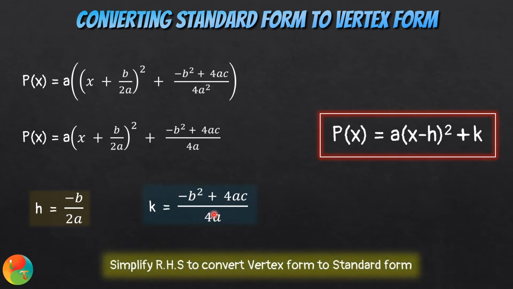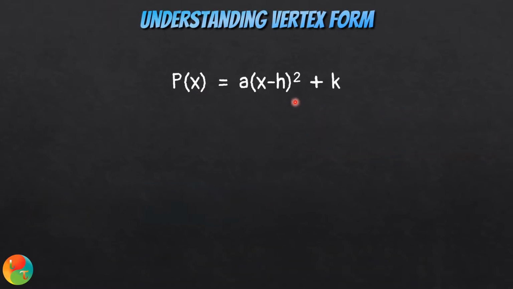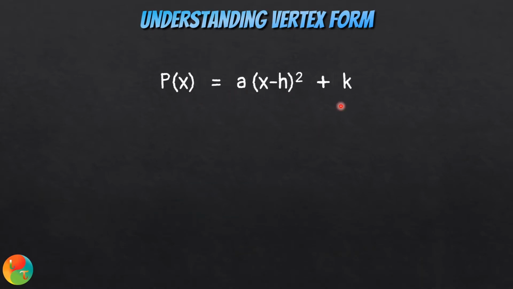Now if you want to convert the vertex form back to the standard form, you just have to simplify the right hand side of this equation and you'll get back to ax square plus bx plus c. Now let us understand the vertex form. For that, I'm going to add some space between all of these components. You can see that I have highlighted 4 components: p of x, a, x minus h whole square, and k.